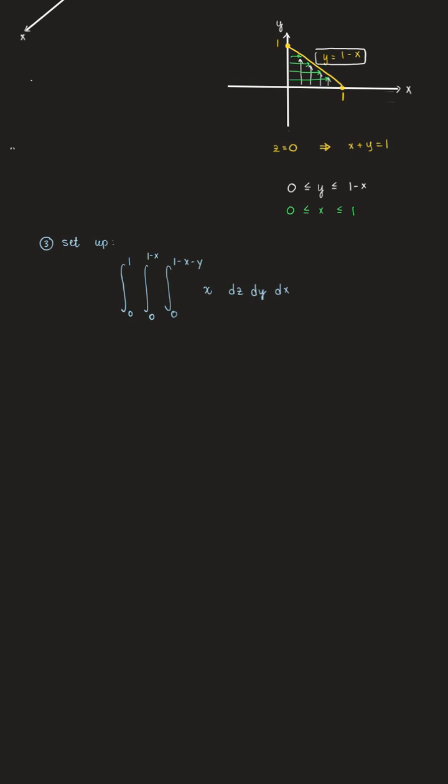I'm going to do it that way just to be more organized, but typically I just do it all at once. But for right now, let's go ahead and evaluate that inner integral, which is the integral from 0 to 1 minus x minus y of x dz. So remember, here we're holding x and y constant, integrating with respect to z. So this is going to give us an xz, and z goes between 0 and 1 minus x minus y.